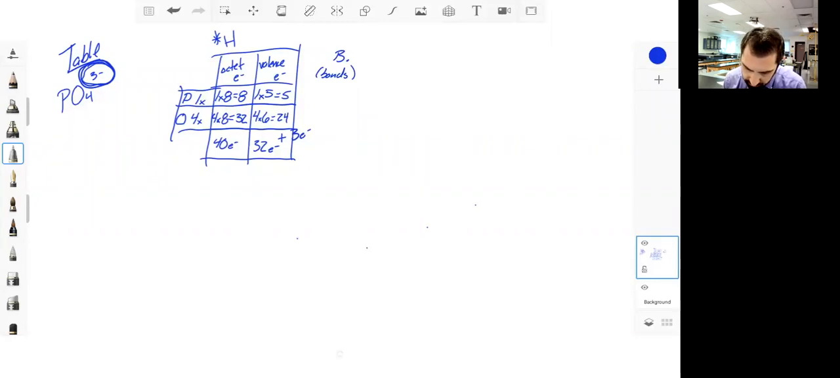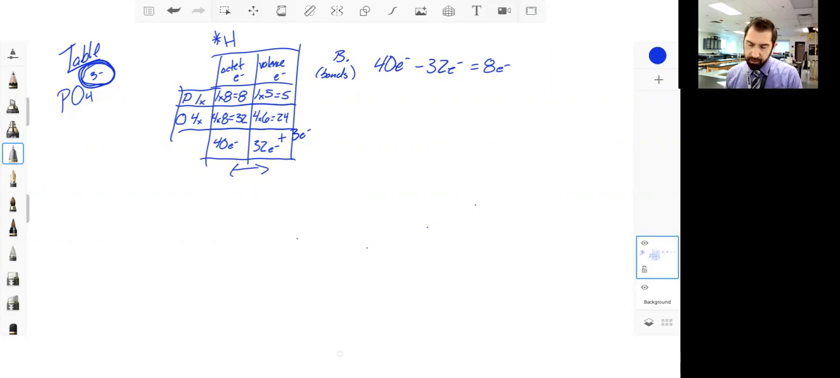So I'm simply going to take the difference between these 2 numbers right here. I want 40 electrons to get octet for everyone. However, I only have 32 to work with. So we take the difference, 32 taken away from the 40. So that difference is going to be 8 electrons.